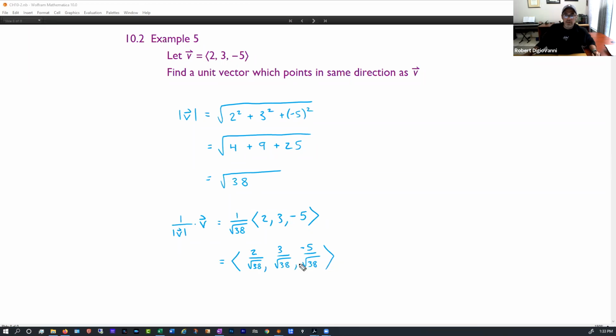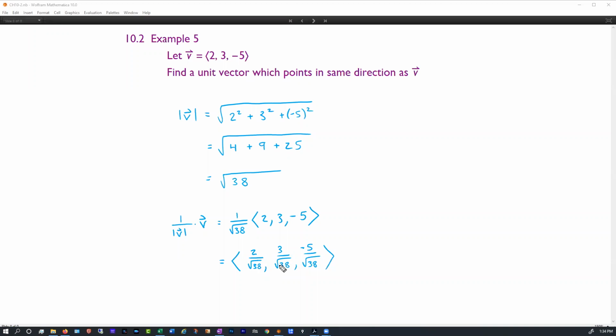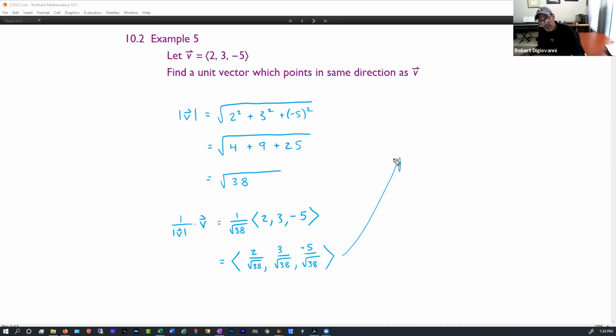This vector should point in the same direction as this one, but if you measure how long it is, it should be 1. Do you believe that that's true? You believe it? How could you check? How could you check to see if this is indeed a unit vector? You can find the magnitude. Yeah, find the magnitude. Let's do that real quick. Let's find the magnitude of that. What is the magnitude of this vector? It better be what?